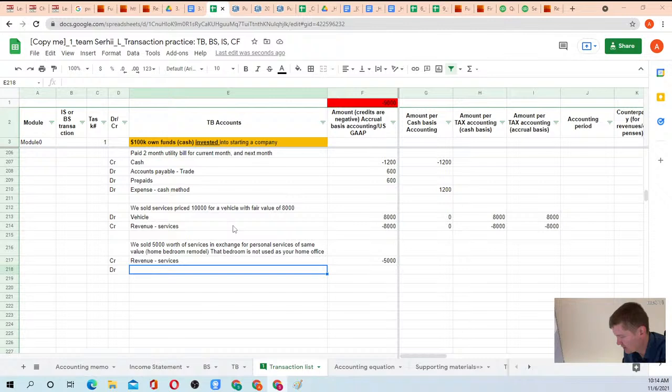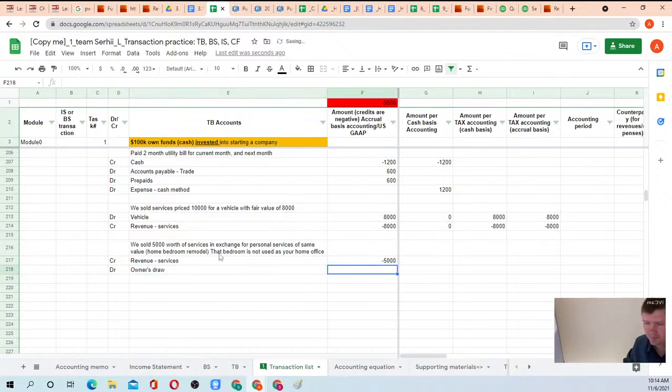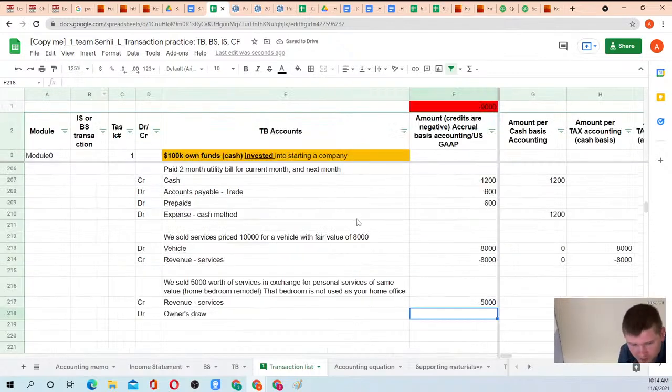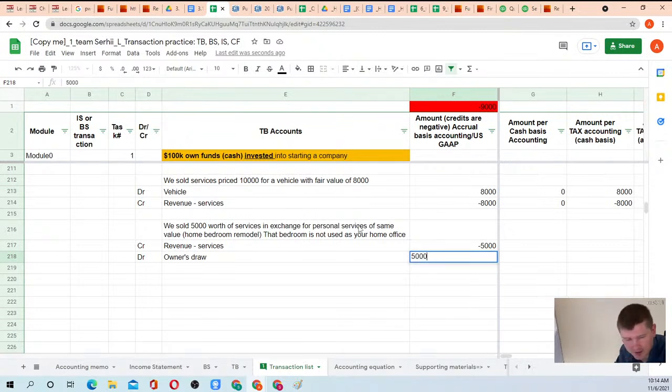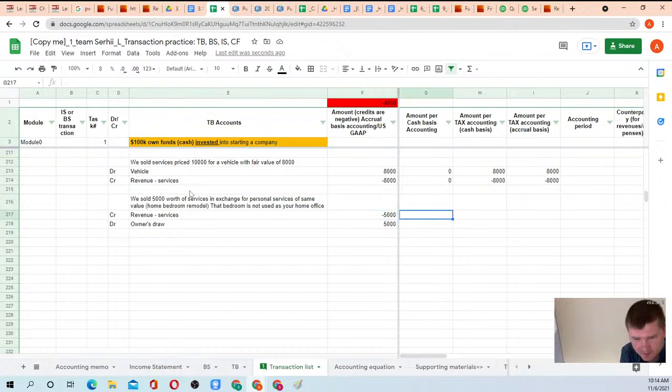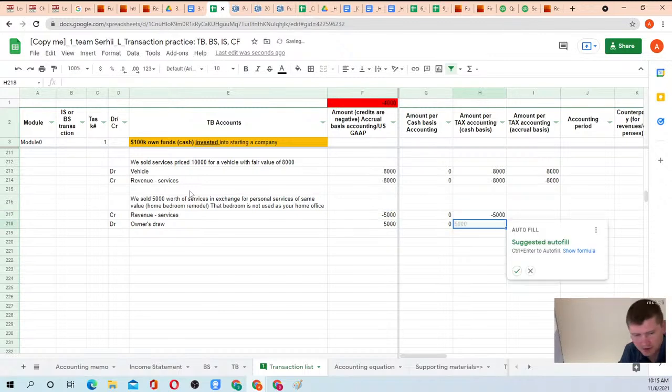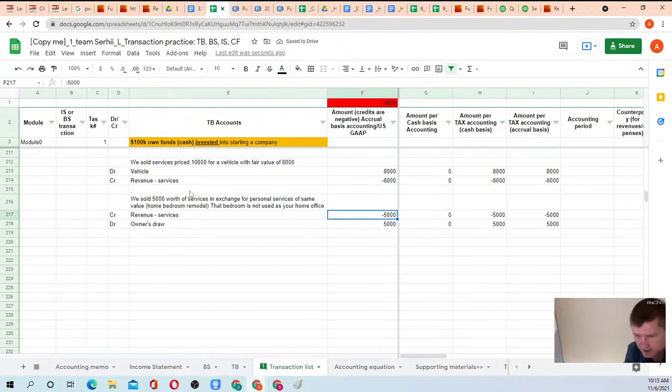Okay, so the answer is it should be owner's draw. Let me add a bit of size here. And owner's draw is an equity account. So basically we decrease our equity here. Respectively, there will be no cash implications from that. However, you will be taxed on that amount under both methods of accounting. So you will be taxed on that transaction as an income because it generated an income.